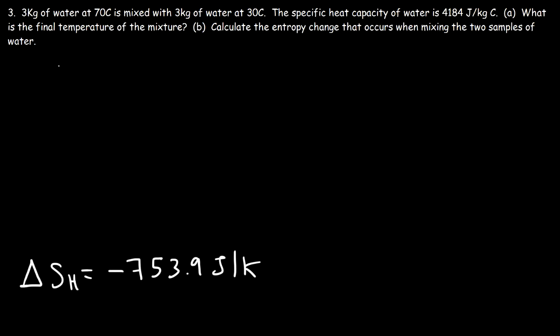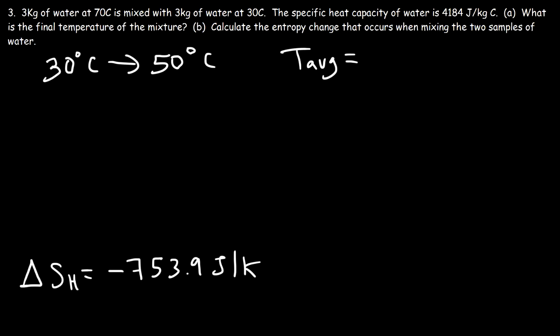So for the cold water sample, it starts at 30 degrees Celsius and the temperature increases to 50. So the average temperature is going to be 30 plus 50, which is 80 divided by 2. So that's 40 degrees Celsius, and then we're going to add 273 to that number. So that's 313 Kelvin.